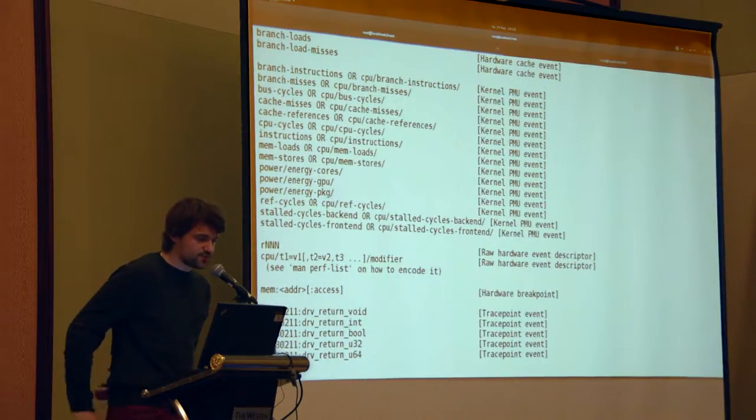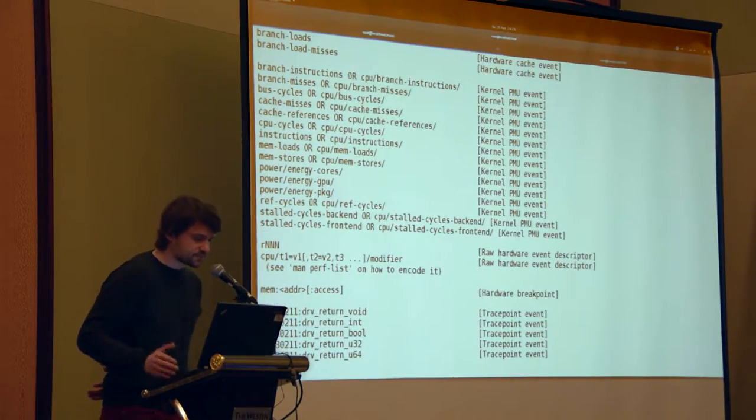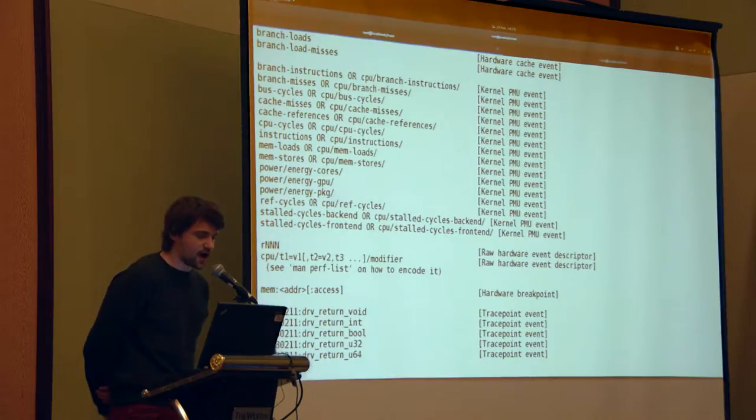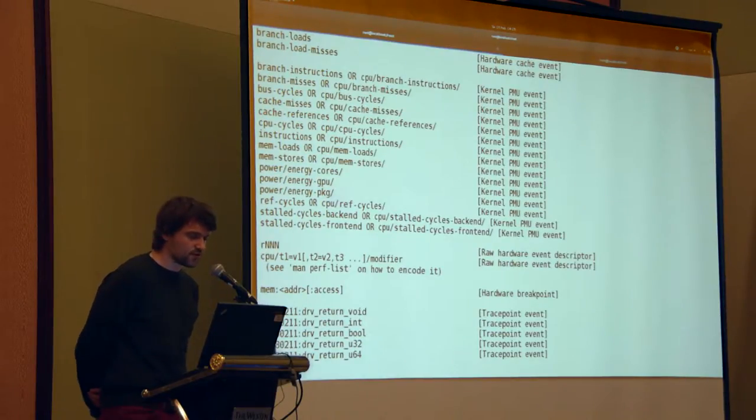Branch loads and branch load misses and branch instructions are kind of new support in perf. I haven't played with them that much until now. It's also mostly because I don't use the new CPUs all the time, but it seems very interesting currently.